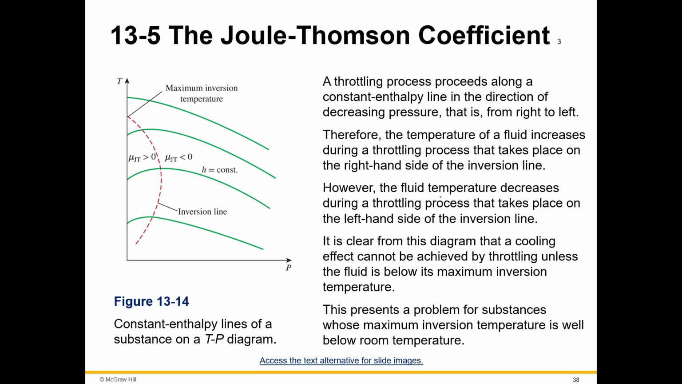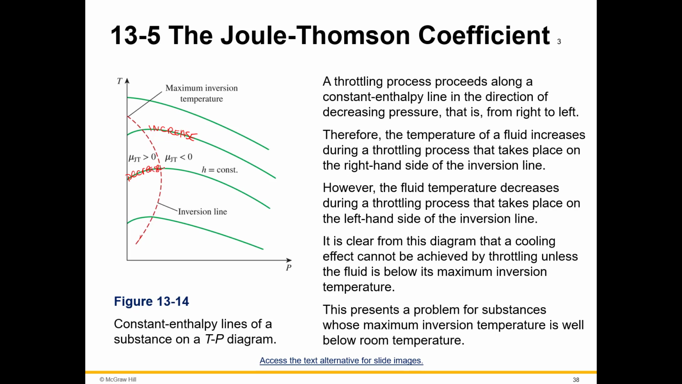Therefore, the temperature of a fluid increases during a throttling process that takes place on the right hand of the inversion line. However, the fluid temperature decrease during a throttling process takes place on the left hand of the inversion line. So here's this inversion line, right here, this red, and it's the maximum inversion temperature. So you're plotting this limit. And so the temperature increase is going to be here. Increase. And then this is the decrease.